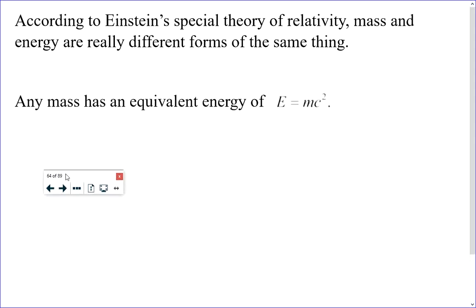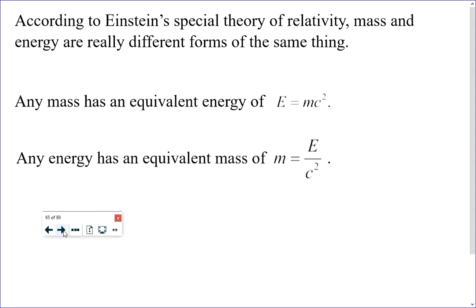The other aspect, though, is that any mass has an equivalency in joules. This E equals mc squared is probably the most well-known science formula in the world and the least understood, relatively speaking. What this formula can be used for is to calculate an equivalent amount of energy that corresponds to a mass. So if I rearrange it, any energy has an equivalent mass of that. C is the speed of light, by the way.